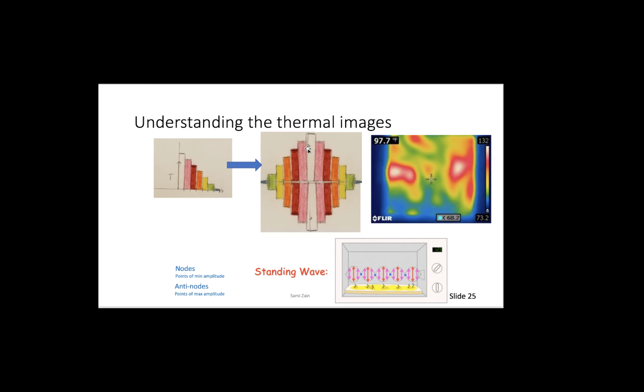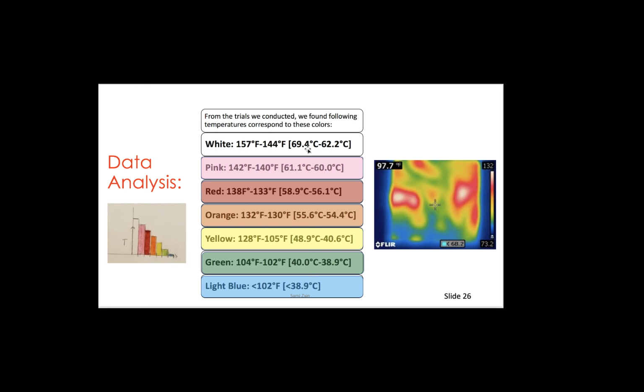On this slide, the 2D image from the thermal camera and the 3D standing wave pattern are shown together. Please turn to slide 26. Data analysis. From many trials we conducted, we found that these are the temperature ranges for each color. The missing temperatures between each color were transitions from one solid color to another, in which there was more than one color in the cursor view.